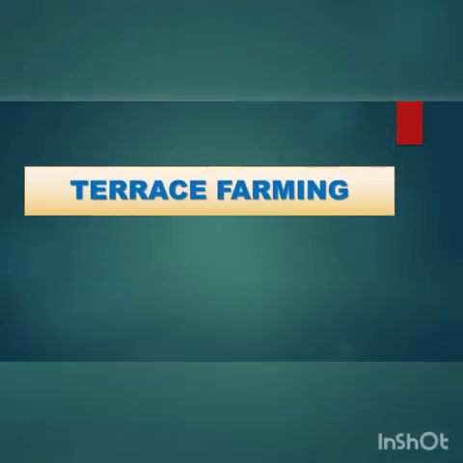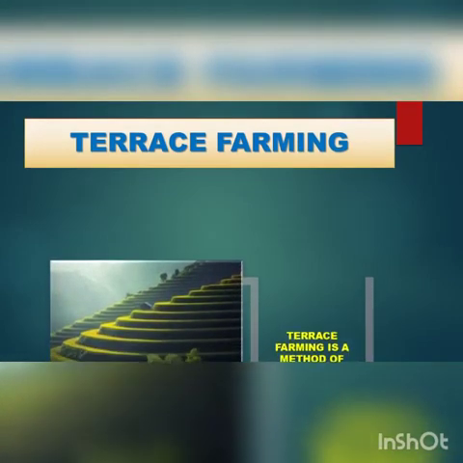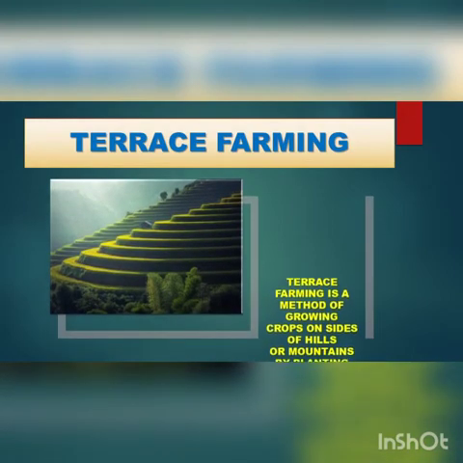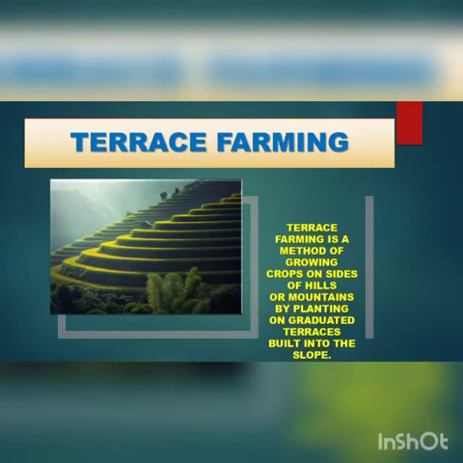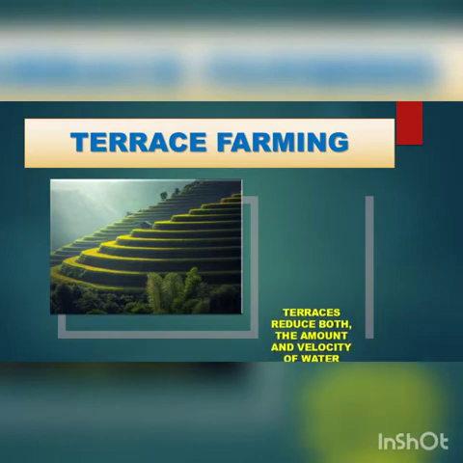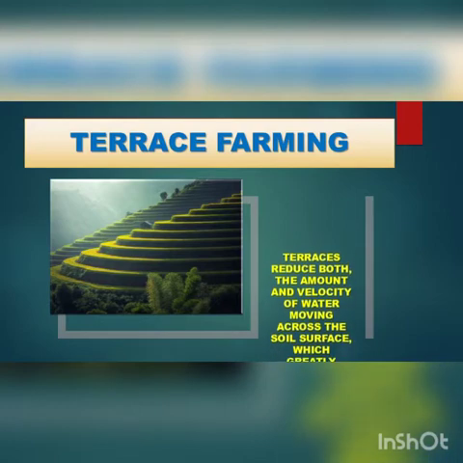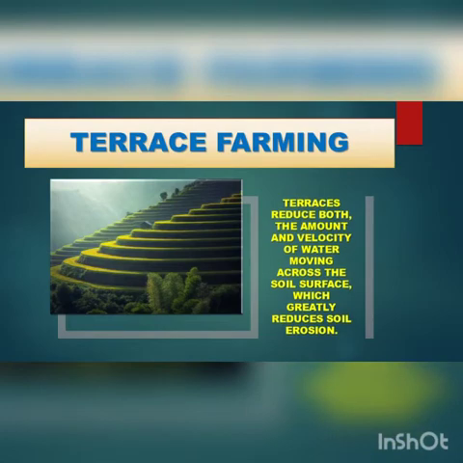Our next method is terrace farming. Terrace farming is a method of growing crops on the sides of hills or mountains by planting on graduated terraces built into the slope. Terraces reduce both the amount and velocity of water moving across the soil surface, which greatly reduces soil erosion.